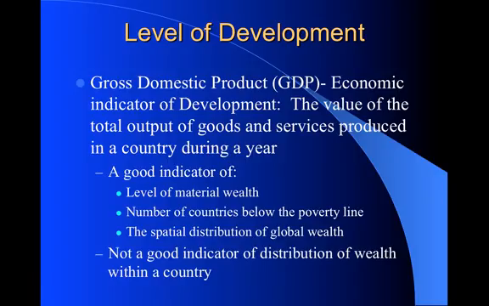All right. When we're looking at development, there are a couple different ways that we can look at development. One of the ways that a lot of people look at development is by looking at the gross domestic product. The gross domestic product is an economic indicator of development. You're looking at the value of the total output of goods and services produced in a country during a year. It's very, very easy. All you do is you take all the things you produce, tally that up, and boom, that's gross domestic product.